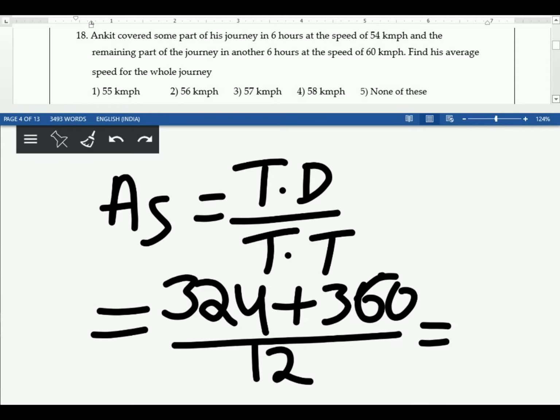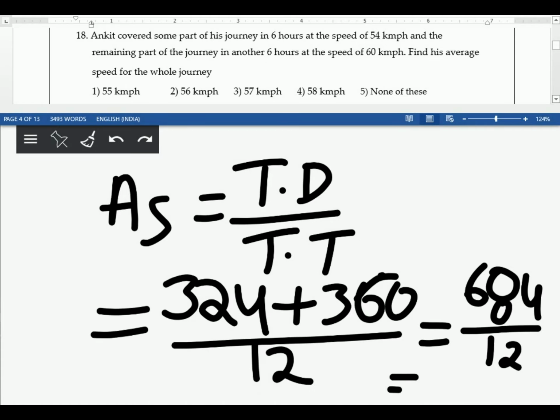So we have 684 divided by 12. 12 fives are 60, 12 sevens are 84, so 57 kilometers per hour. Option number 3.